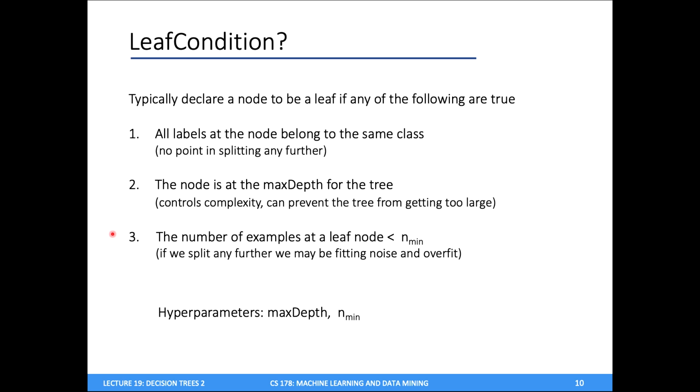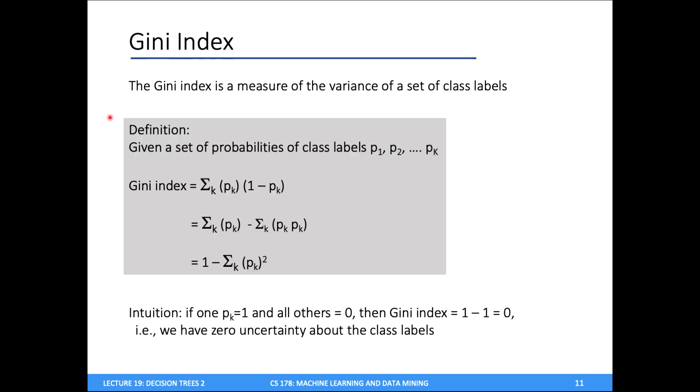We saw this number called the Gini index. What this Gini index does is it takes in a set of class labels or a set of probabilities and computes their variance. So if I'm given a set of probabilities, one for each possible class in my data set, the Gini index corresponding to this set of class probabilities is just 1 minus the sum of their squares. So again, this is the variance of those probabilities.